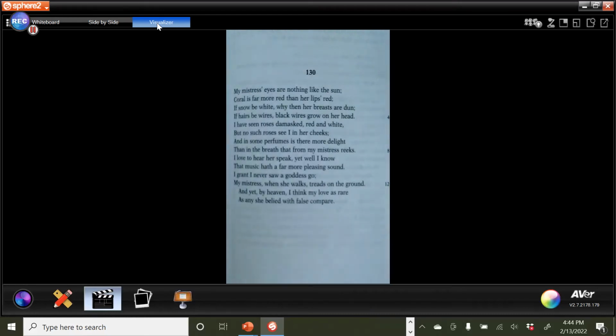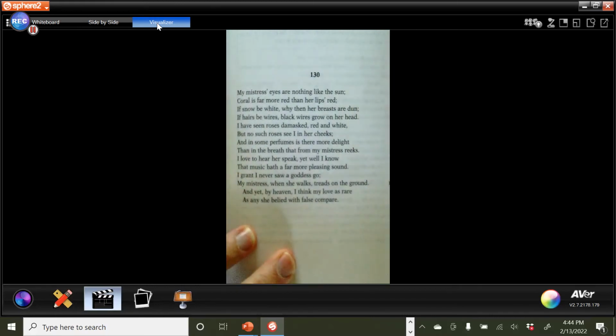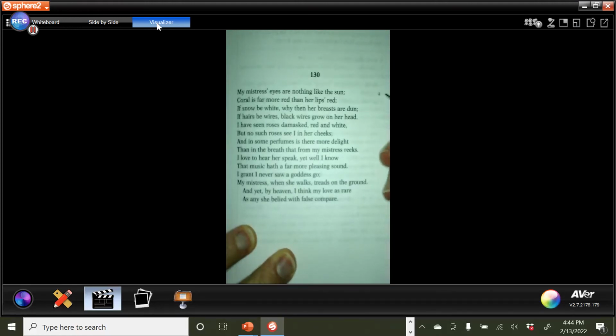Okay, so let's take a look at how this thing shakes out. This is super straightforward. The rhyme scheme here, and I'm going to go ahead and crank the LED light on, see if I can get a little bit better lighting here. Okay, so sun, red, done, head. Okay, A, B, A, B, and then white, cheeks, delight, reeks. So then it's C, D, C, and then D. No sound, go, ground, and we're at E, F, E, F, and then rare and compare, G and G.